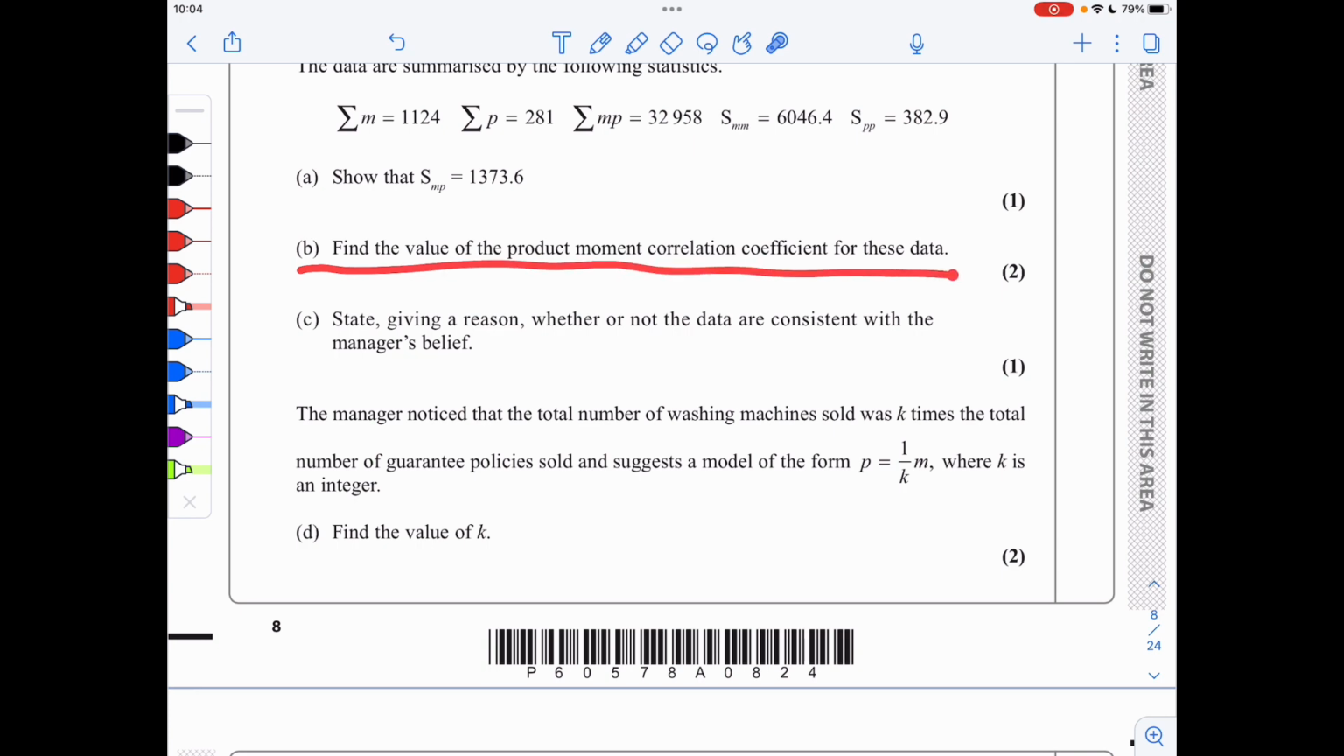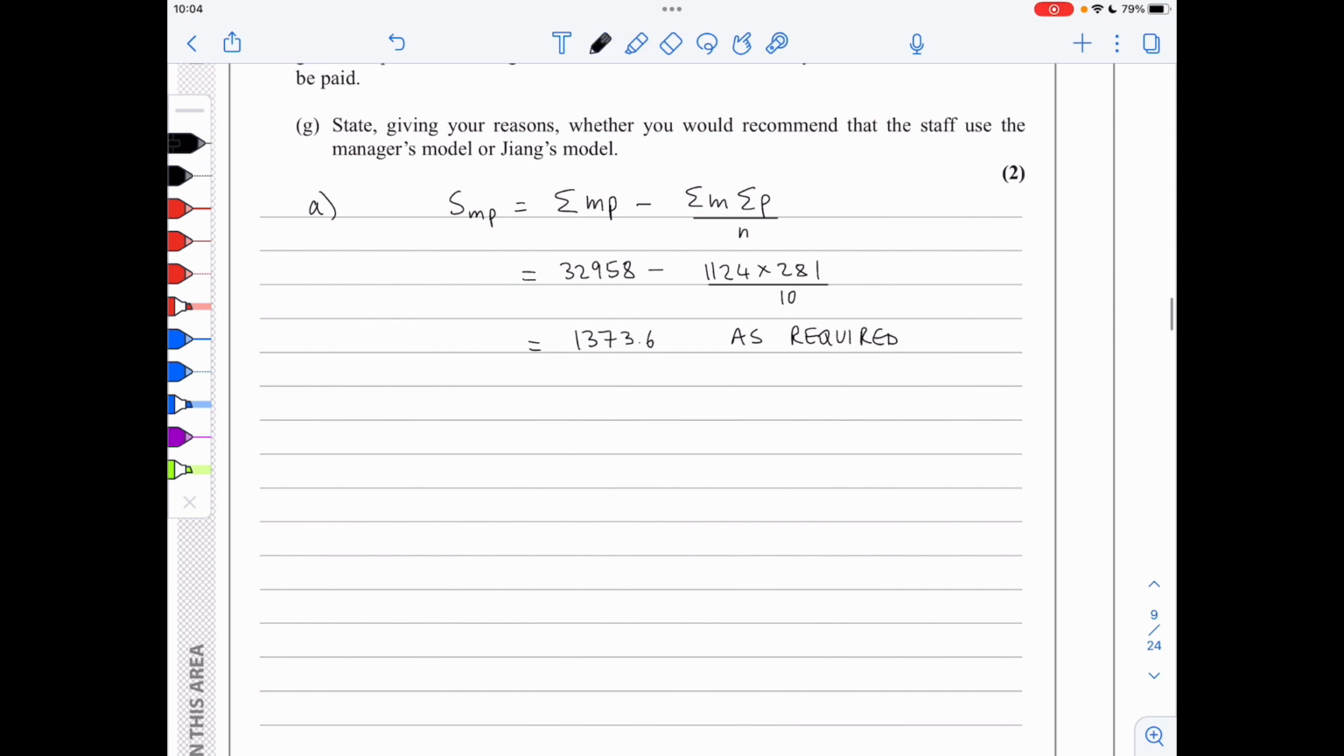In B, we need to find the value of the product moment correlation coefficient. So we know that the product moment correlation coefficient R is given by SMP over the square root of SMM times SPP. We substitute the values, 1373.6 over the square root of 6046.4 times 382.9, and plug everything on the calculator, we get 0.903. Remember to give your answers to 3 significant figures.